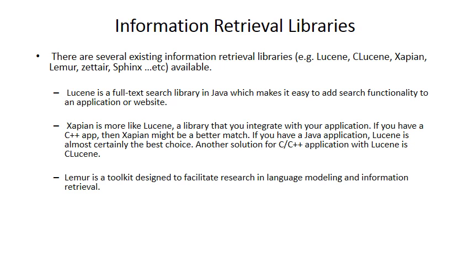This is Pak Hui. I'm going to continue the presentation, starting with the information retrieval libraries. There are several existing information retrieval libraries available, such as Lucene, CLucene, Xapian, Lemur, etc. Our team investigated these and found that the most common one, Lucene, is a Java-based full text search library, and Xapian is like Lucene, but it is C and C++ based. So integrating with a C++ application will be easier.